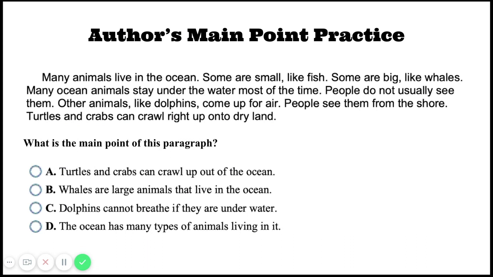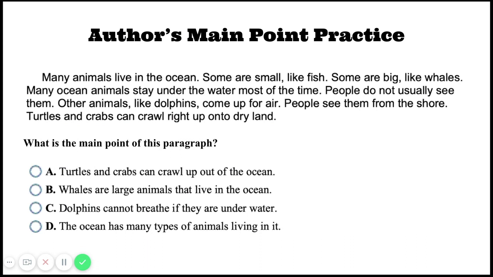Many animals live in the ocean. Some are small like fish. Some are big like whales. Many ocean animals stay under the water most of the time. People do not usually see them. Other animals, like dolphins, come up for air. People see them from the shore. Turtles and crabs can crawl right up onto dry land.